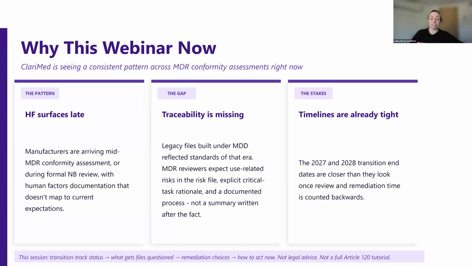Traceability is missing. So legacy files built under MDD reflect the standards of that era. Things we're just expecting to have are a lot more documented and a lot more traceable nowadays. And timelines, sadly, are getting quite tight. And the 2027 and 2028 transition end dates are closer than they look once review and the remediation time is counted backwards. So remediation, meaning the adaptations people are having to make to get their documentation up to scratch.